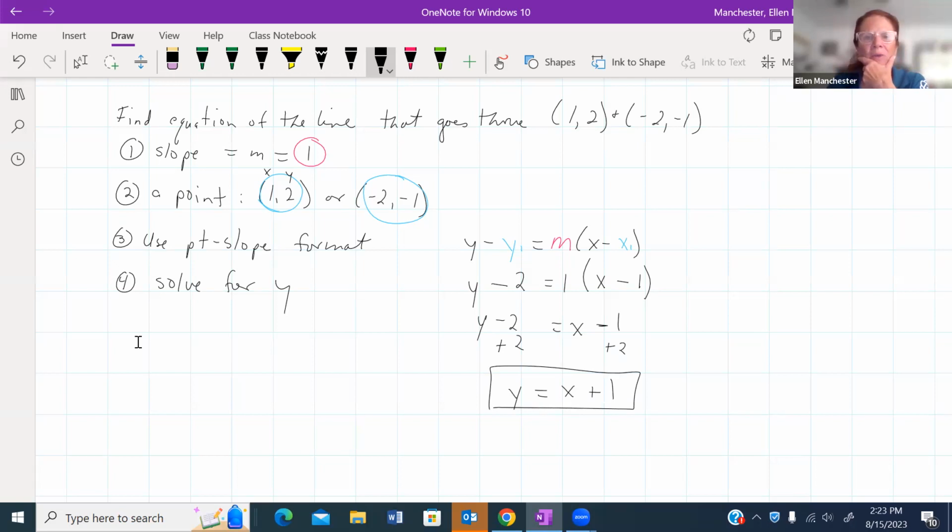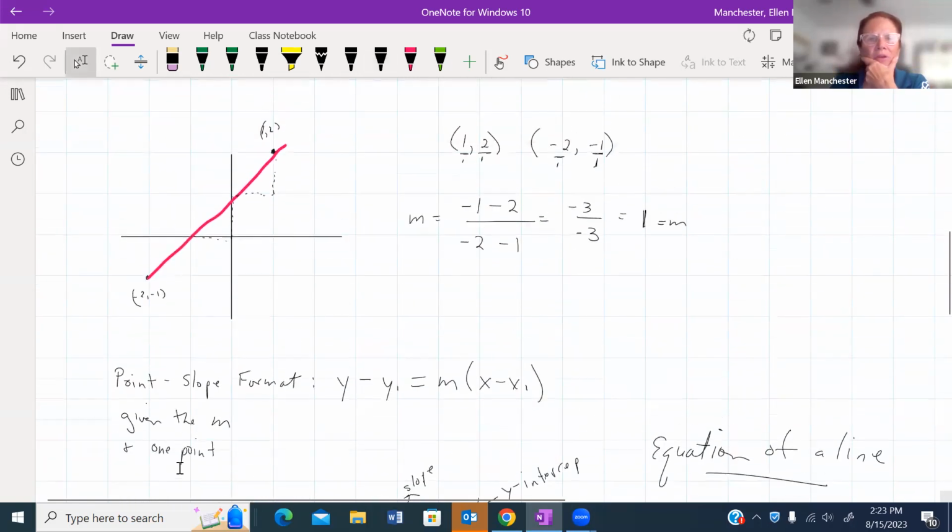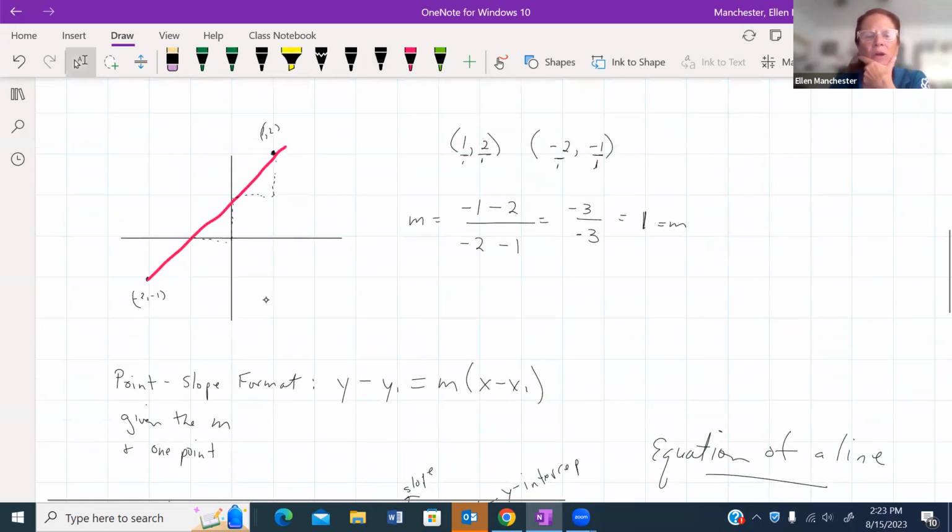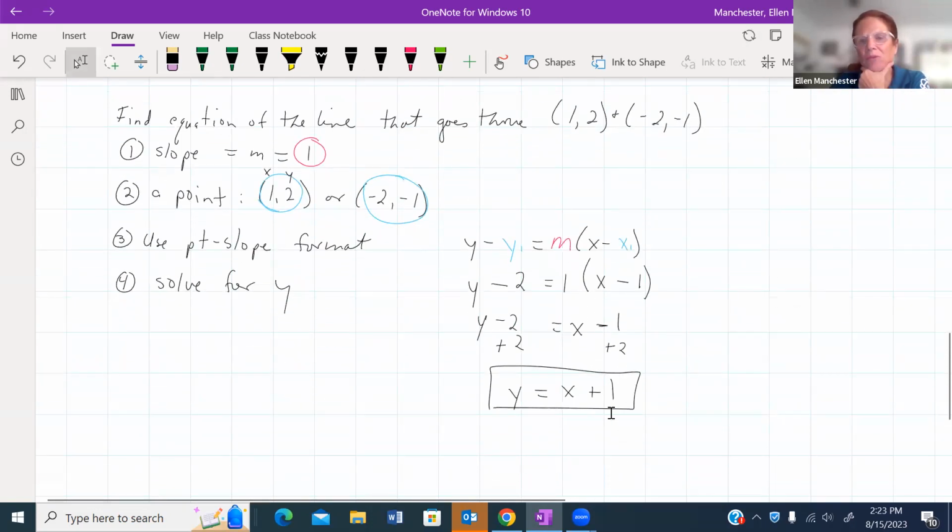Now let me go back to our graph. Where did the red line cross the y-axis? It crossed, and part of this is just because I'm a terrible drawer, it crosses right here at y is 1. Well, look, that's your y-intercept. Here's your y-intercept right here. That's where it's going to cross the y-axis. And then my slope is 1.